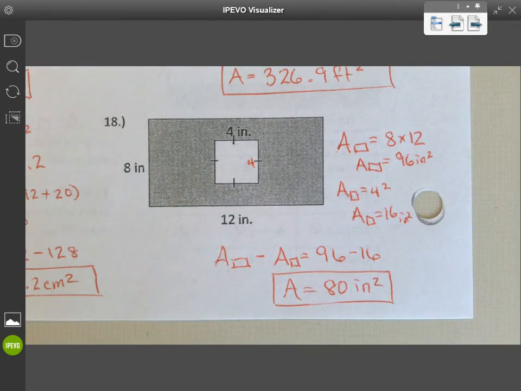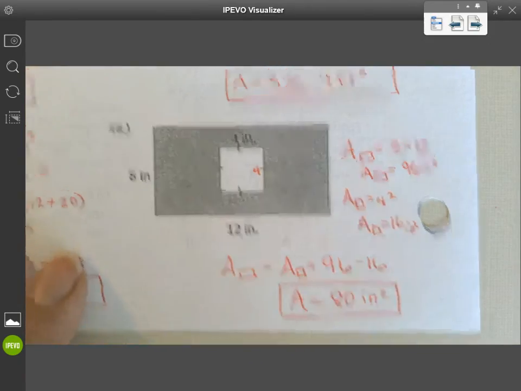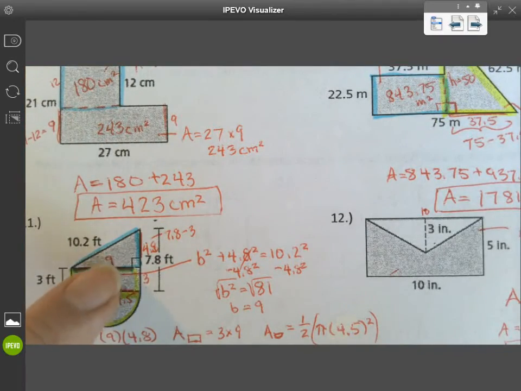So composite figures, you could be taking something away if it's not shaded on the inside, or like the first couple that we started with, you could be adding small shapes together.